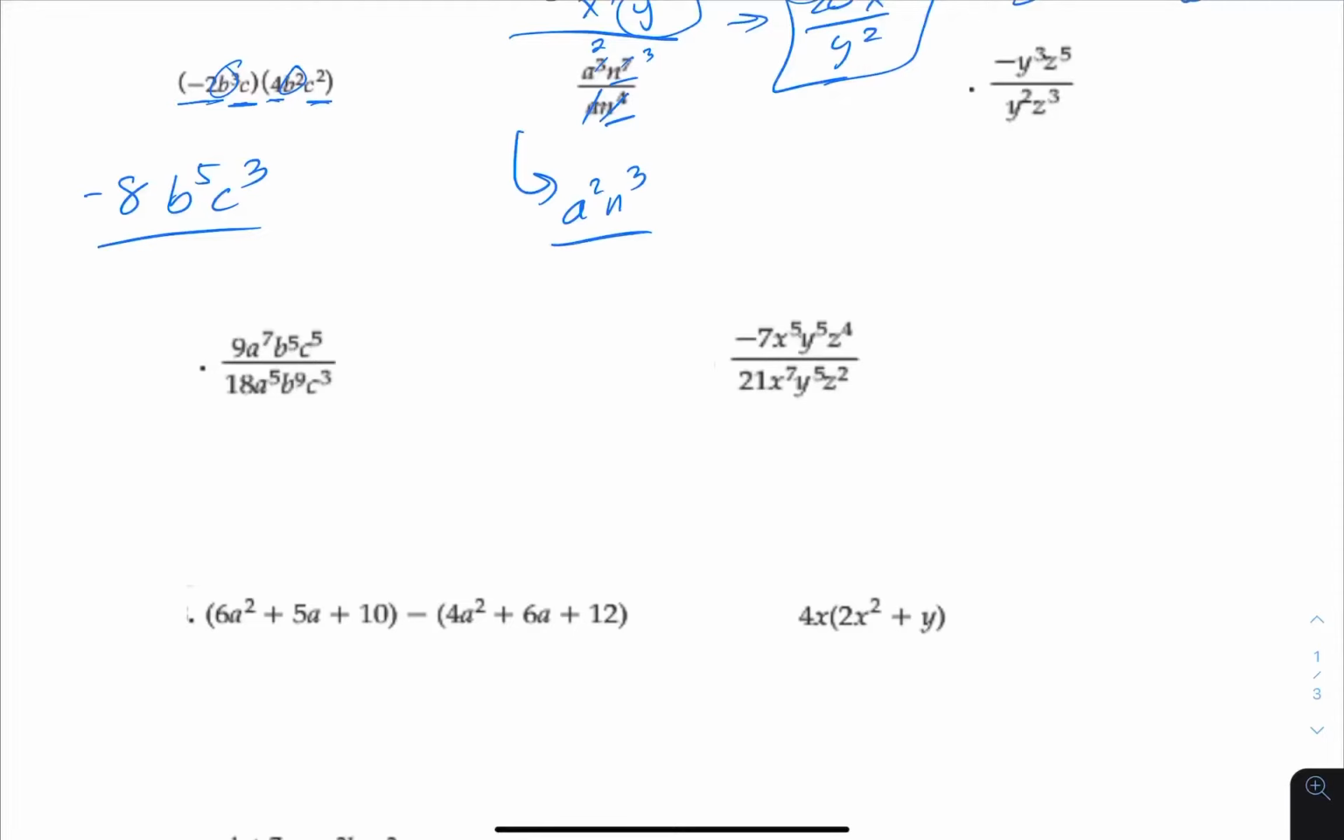Over here, same idea. y cubed, y squared. I always think of which one wins the tug of war. This one will win by 1. So there'll be 1 y on top. How about the z's? Which one has more? The top one does, by 2. So it'll be 2 z's on top. That's kind of the way I do it.